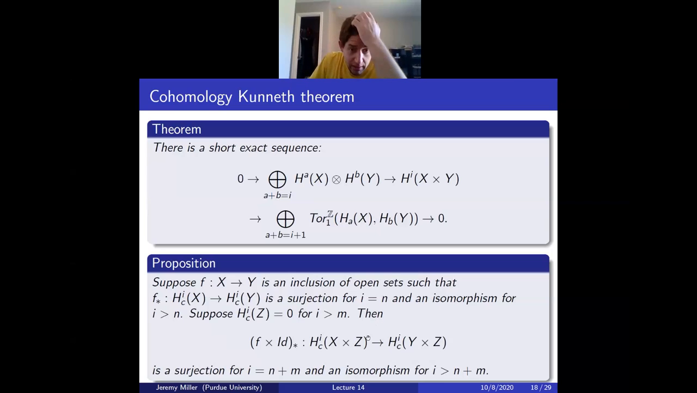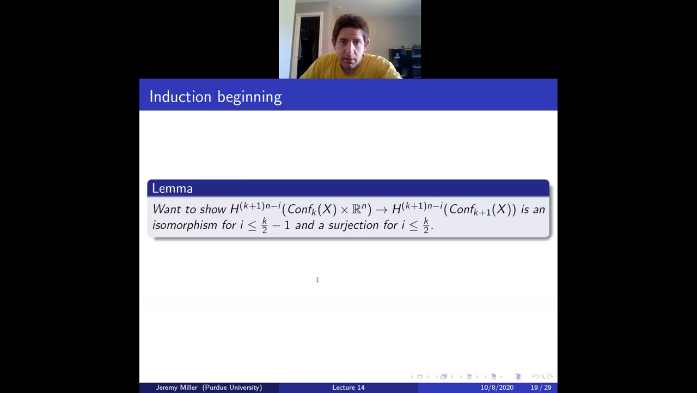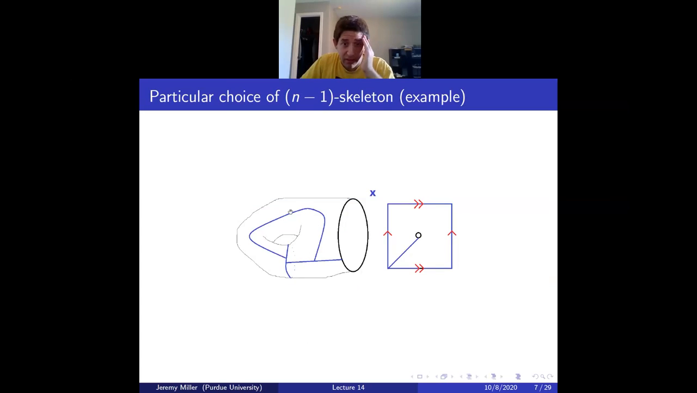So we're going to apply this in the case that Z is this configuration space of points in this one skeleton, and X and Y are configurations of points in Rn. So what's the idea? For the configuration space conf D of X, let's go back to the picture of X. Your X is the codimension one skeleton of the manifold with the property that the complement is Rn. So in the surface case, it's a graph and the complement is R2.